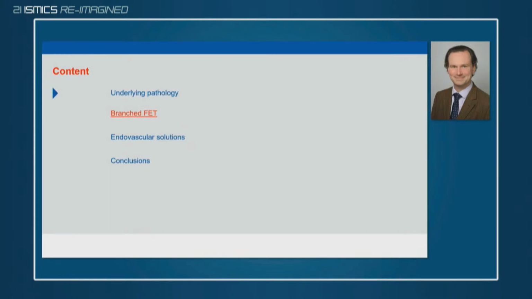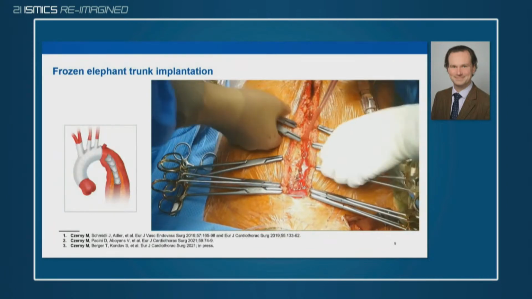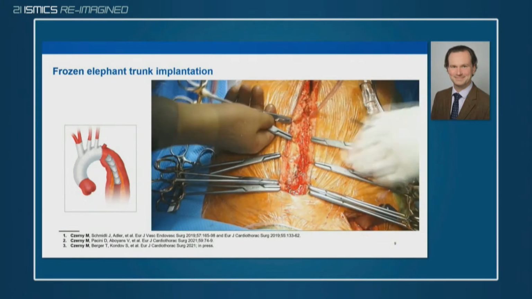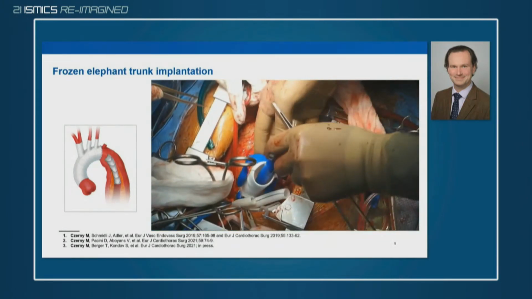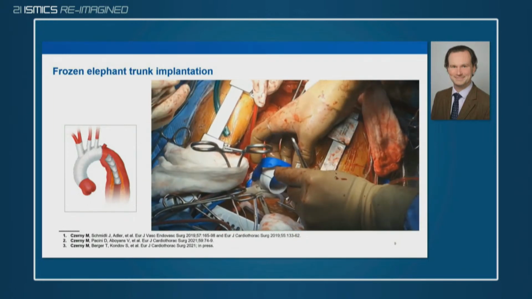Branched frozen elephant trunk implantation forms the basis of each and every aortic program. And just a few glimpses onto the operation, which usually or very frequently is a redo operation. In our setting, more than 40% of patients have already undergone an aortic replacement.